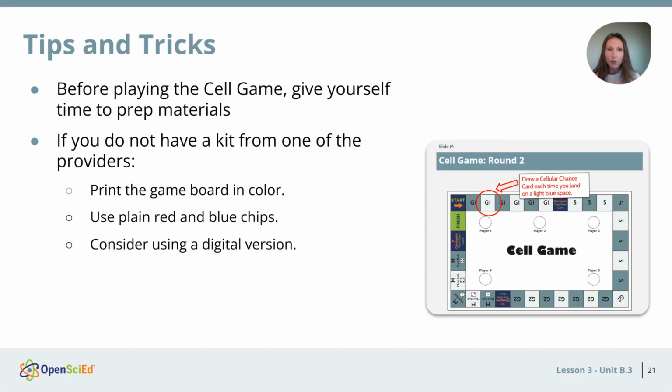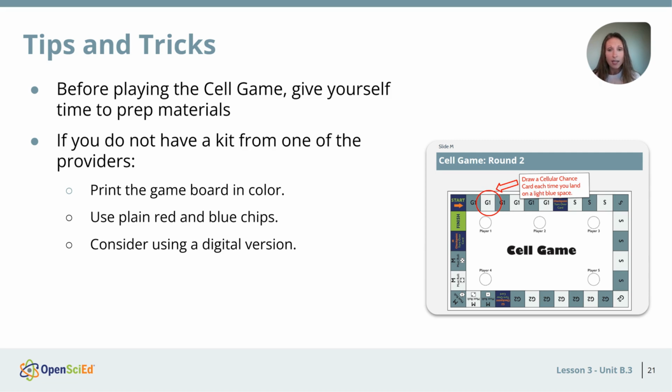If you have a kit from one of the providers, then the game should be included. Check ahead of time to see if you need to punch out or label cell chips, as this can take a while. If you don't have a kit from one of the providers and need to make the cell game, then you will want a colored printer for the game board and the cell sticker sheets.